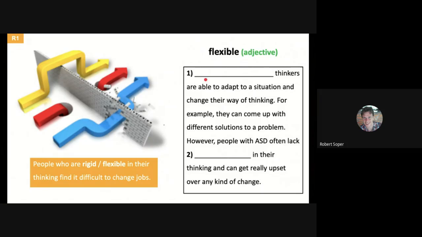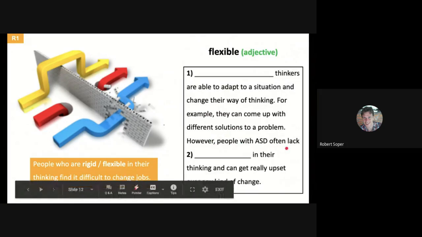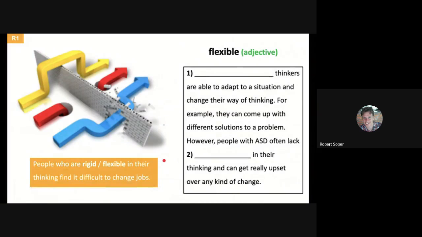Okay, let's go through the paragraph, and I'm going to say the correct words. So flexible, adjective, thinkers are able to adapt to a situation and change their way of thinking. For example, they can come up with different solutions to a problem. However, people with ASD often lack flexibility in their thinking and can get really upset over any kind of change.